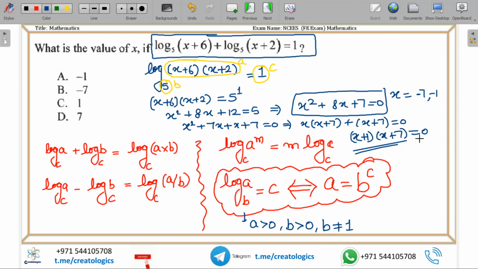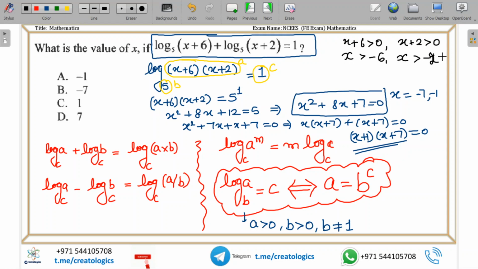Now you are getting negative 7 and negative 1 as the values of x. The work now is to check which one is correct, because only one option is correct. Is it minus 7 or is it minus 1? That we need to check. For that, we can substitute negative 7 and see if it satisfies the conditions. In order to get the domain, those values of x for which you get a well-defined answer, your x plus 6 must be positive and your x plus 2 must be positive. So you can say x must be greater than negative 6 and x must be greater than negative 2.